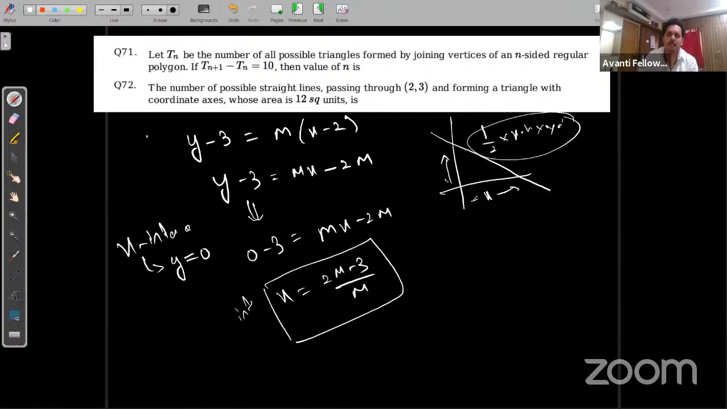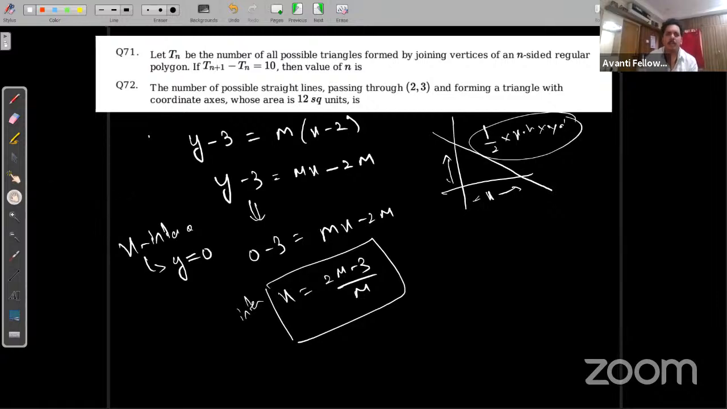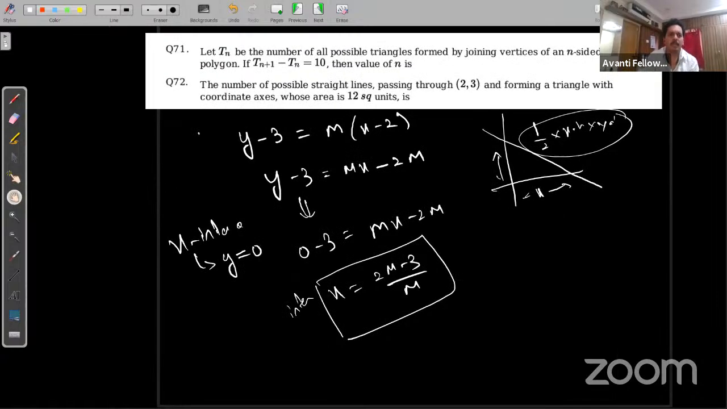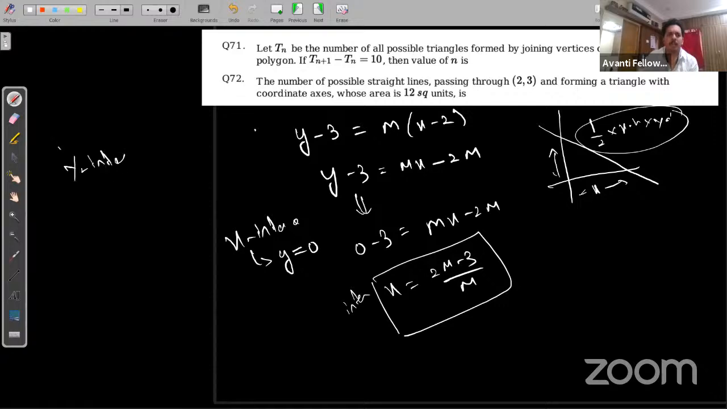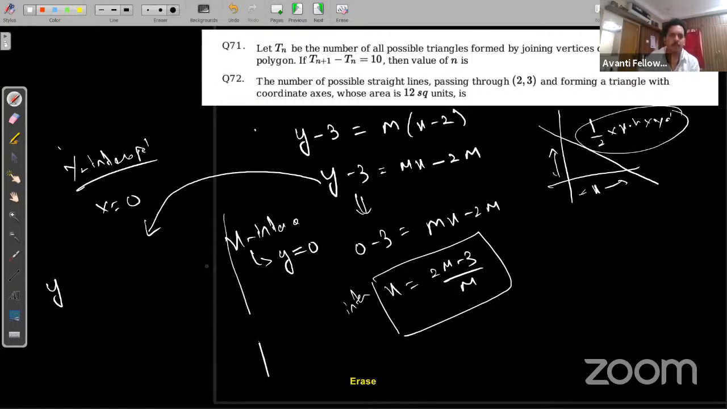Okay, and now please tell me, if I need the y-intercept, then I have to make x equal to 0. So if I substitute x equal to 0 in this equation, y minus 3 is equal to 0 minus 2m. So now tell me what is my y? 3 minus 2m, right?